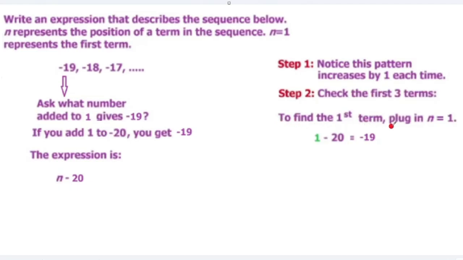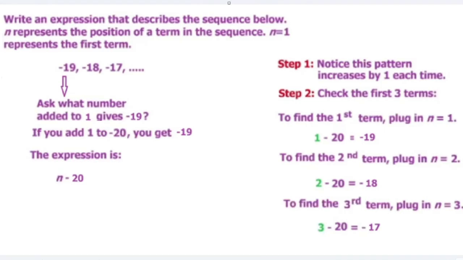So to find the first term, plug in n equals 1 into our equation that we think the expression is. So we put 1 here, minus 20. 1 minus 20 is minus 19. So first term is good. Now let's move on to the second term. To find the second term, plug n equals 2, that's the second term, into our equation. So we put 2 minus 20 equals minus 18. So we're good. Our second term is correct.